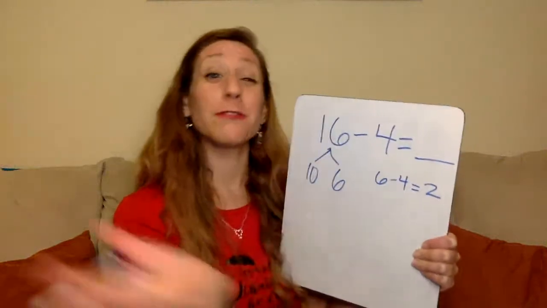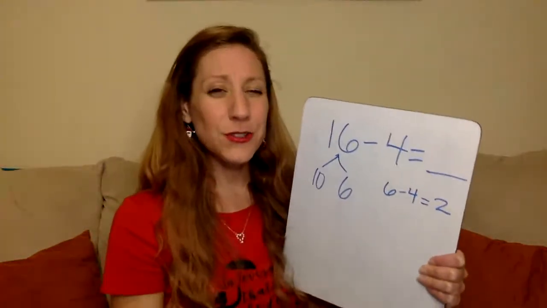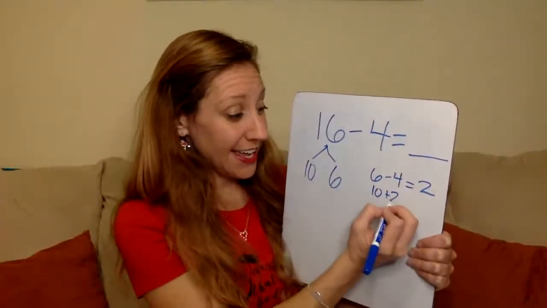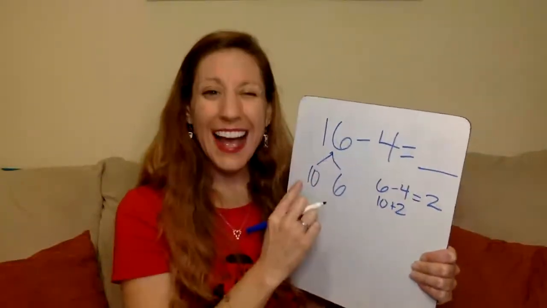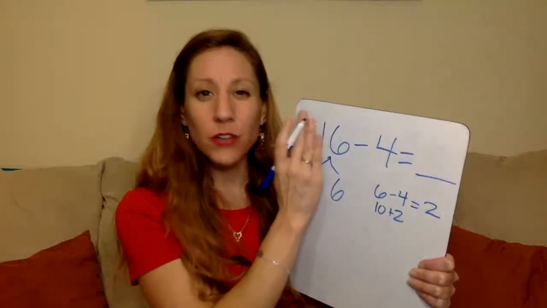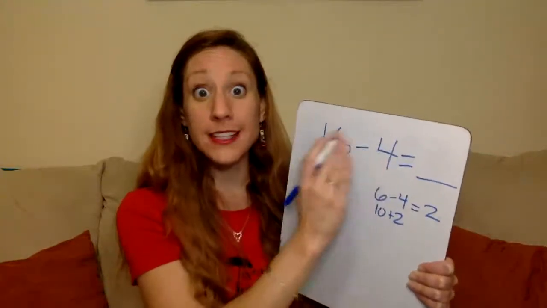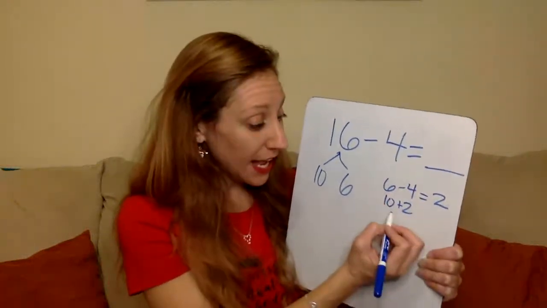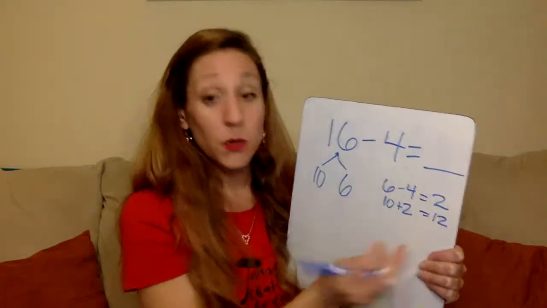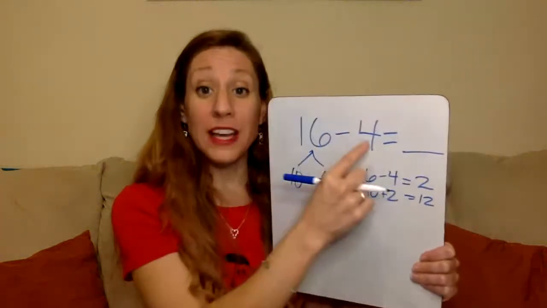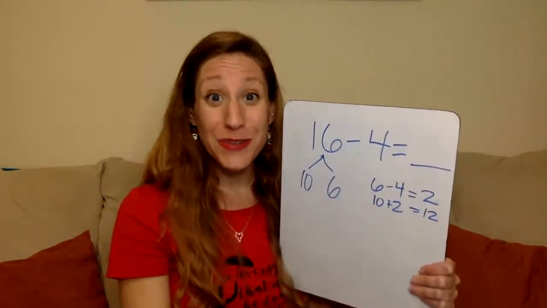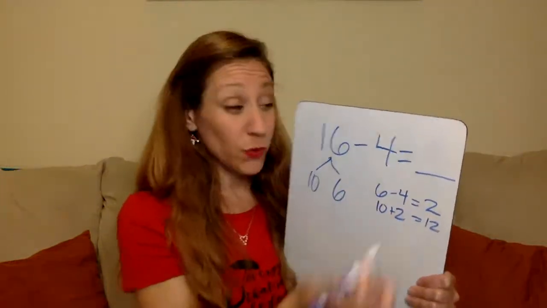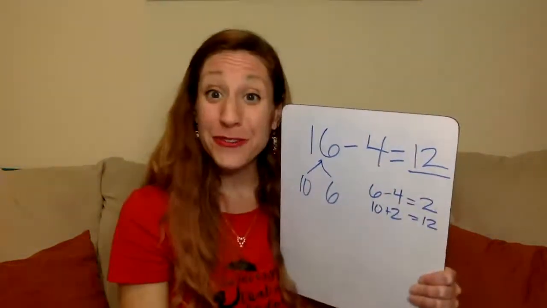Now, okay, 10, we're ready for you to come back in. Now here's the tricky part. We're actually going to add here. We need to add the 10 to the 2. We're adding the 10 back in because we just kind of held off on it for a moment while we were focusing on the ones. So now we're putting it back together. So 10 plus 2 equals 12. We had the 2 left over when we subtracted the ones, and we put the 10 back in. So 16 minus 4 is 12.